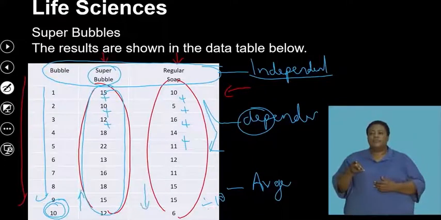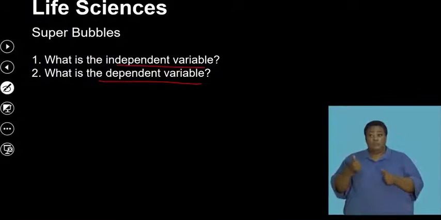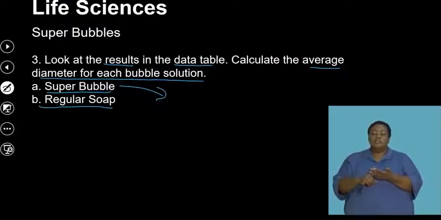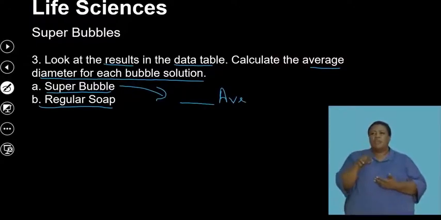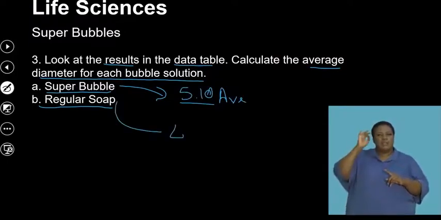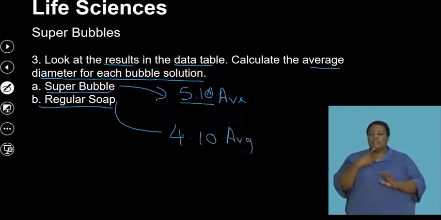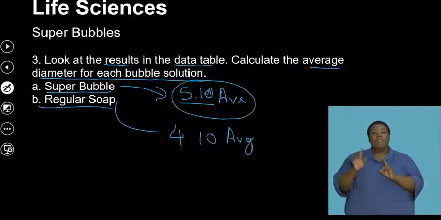So again, when we go to our conclusions, we've got to be able to use information. Here you've got to calculate that, and you would have got a value, an average. So I'm going to give you an average. Let's say it was 5.10 centimeters, where the regular was, I'm just guessing this for now, 4.10. We can see clearly that the average for the super bubble was significantly higher.